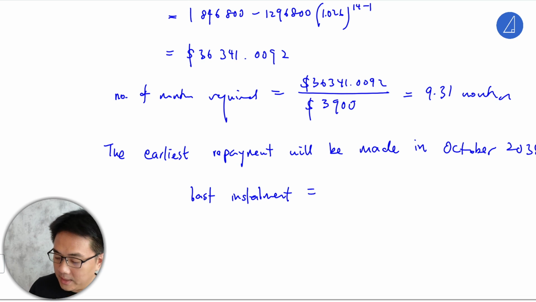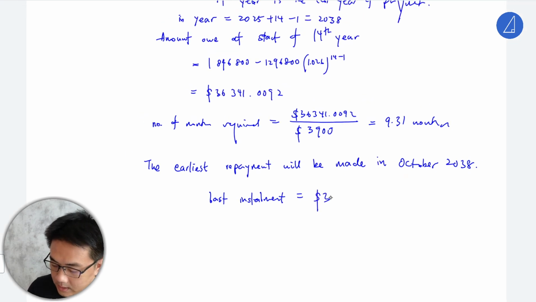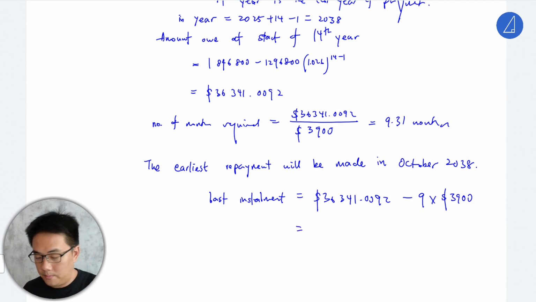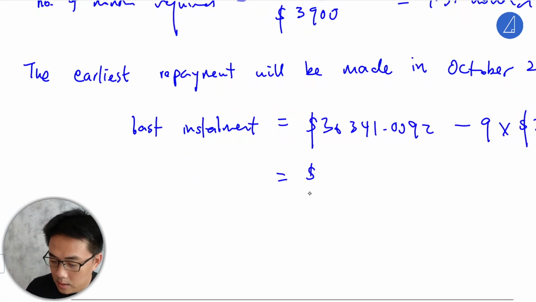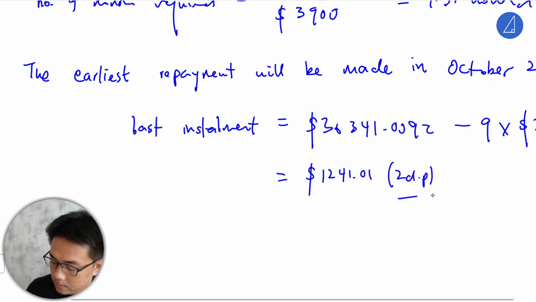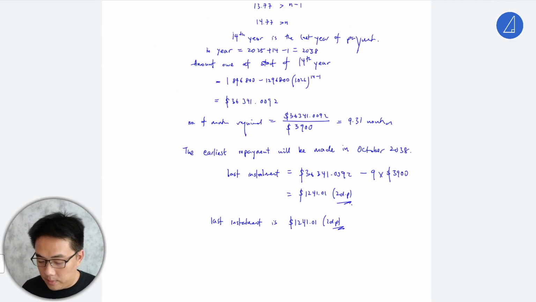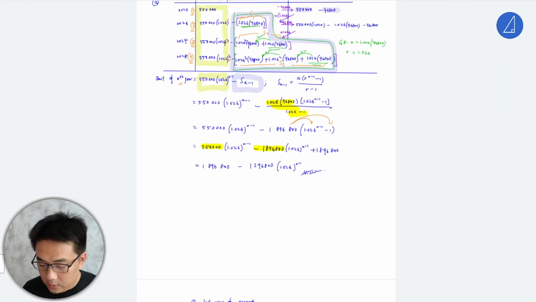The last installment would then be, at the start of the year, you owe 36,341. You just minus off 9 complete months of 3,900. This will be the last installment. That will be 1,241.01. Okay, that's about it.